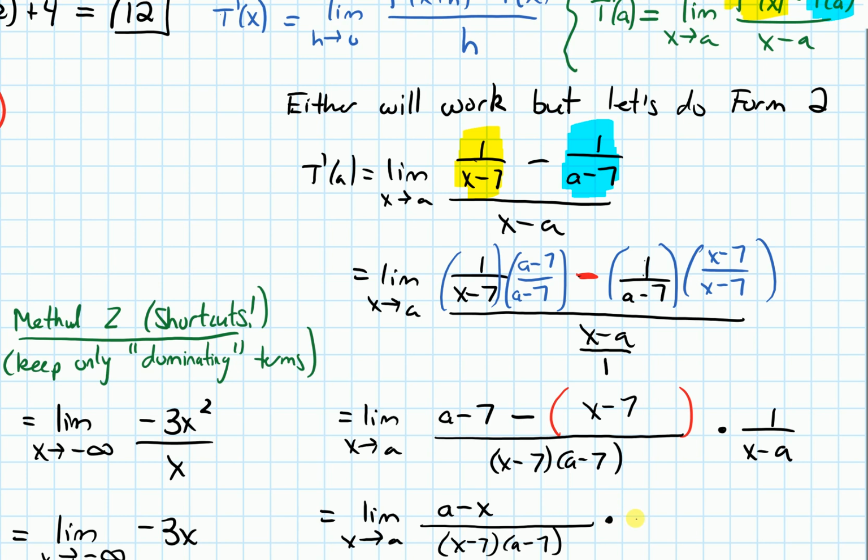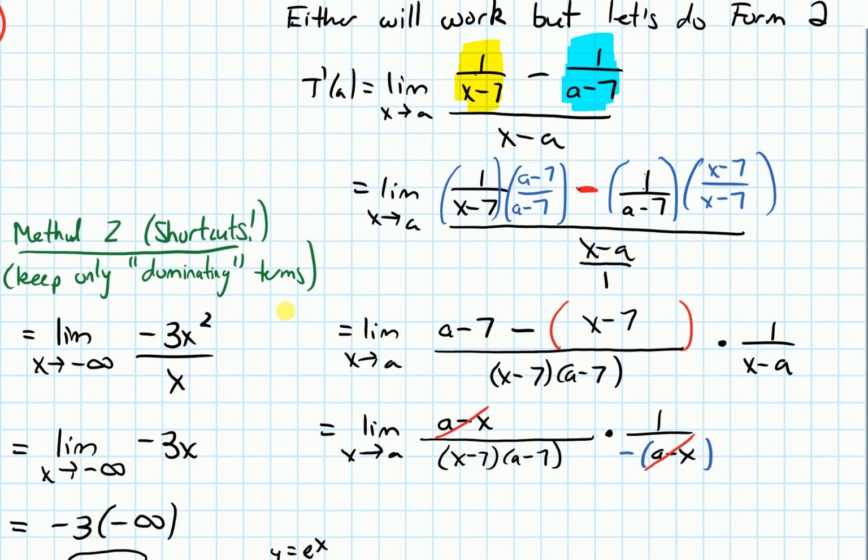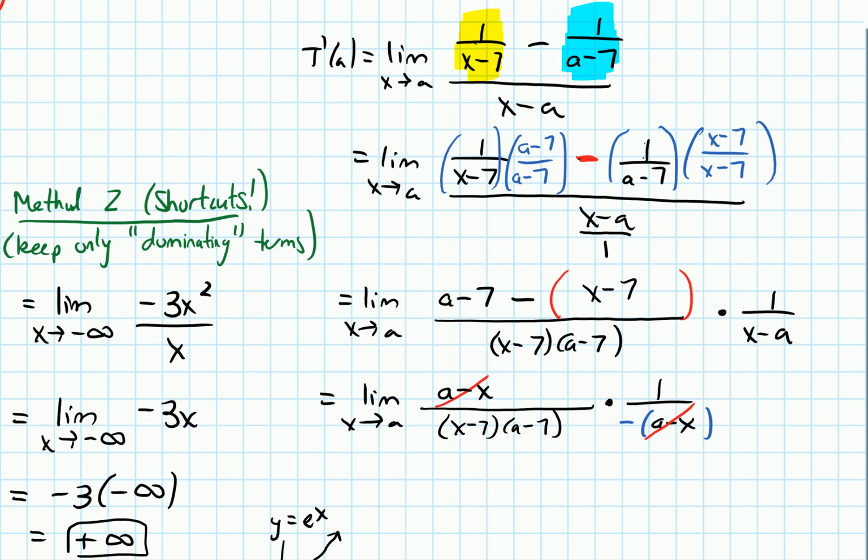And then times 1 over x minus a. I notice that x minus a is super close to the a minus x in the numerator. It would be exactly like it if I factored out a negative. If we factored out a negative, we'd be left with a minus x in the parentheses. Okay, and that's nice for us, because now the a minus x cancels. And that's usually the step where we know, oh, this is going to work. Our definition of the derivative is going to work, because something on the top and the bottom canceled.